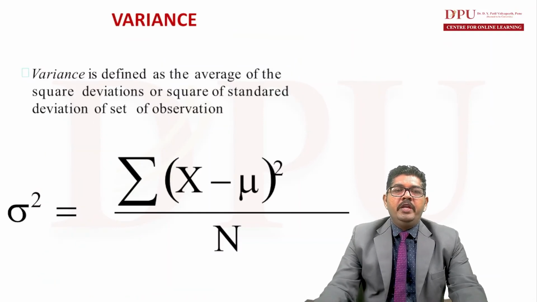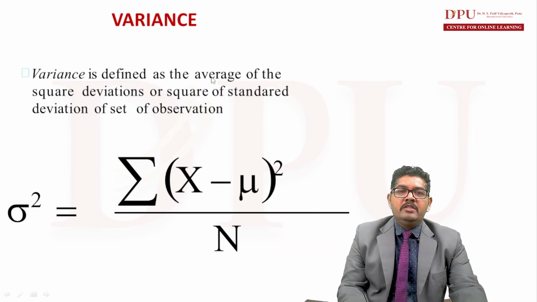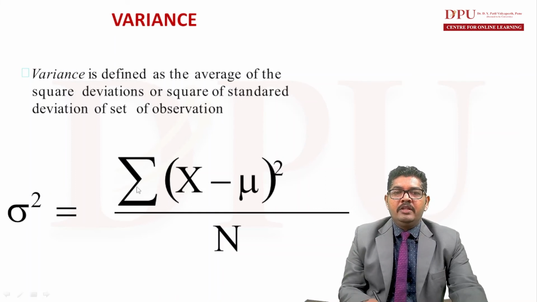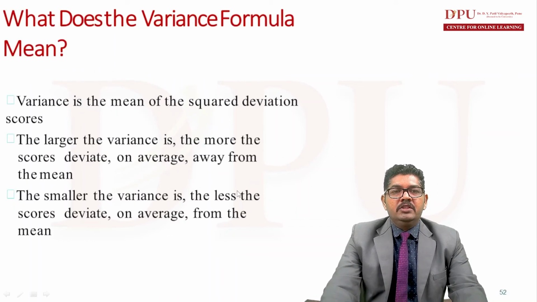Variance is defined as the average of the squared deviations, or the square of the standard deviation of a set of observations. So variance is the average of squared deviations. These are the squared deviations, the numerator, divided by n, where n is the number of observations. So the average of squared deviation is variance, and when we square the standard deviation, we get the variance. So variance is the square of standard deviation.